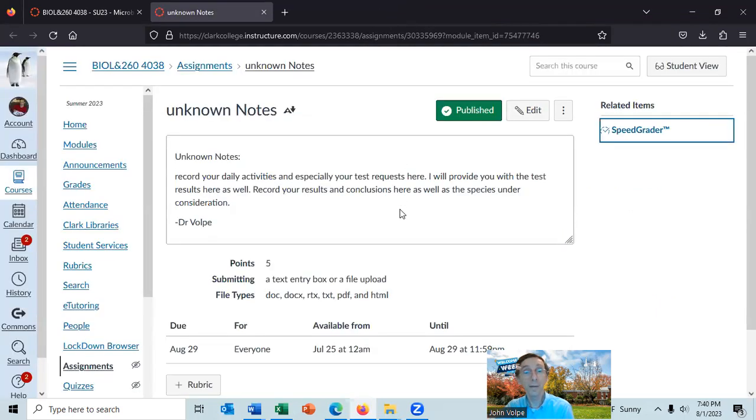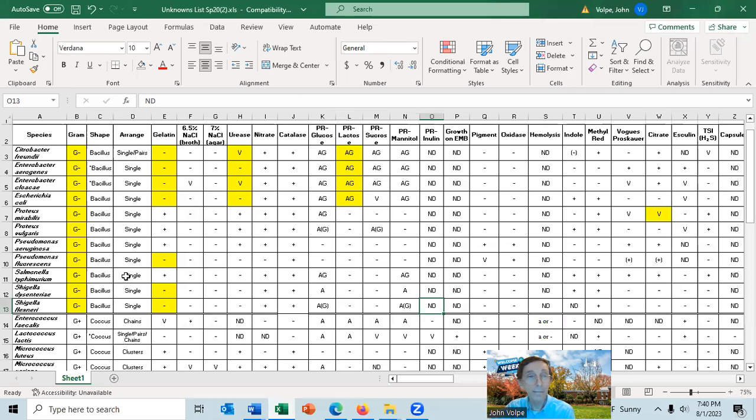Some other things you should put in the unknown notes page. You should have the species under consideration. For example, after I sent you the gram stain, the gelatin hydrolysis test, and the PR lactose test, there's only 4 species under consideration: Citrobacter furendi, Enterobacter aerogenes, Enterobacter cloacae, and E. coli are the only 4 species under consideration now.